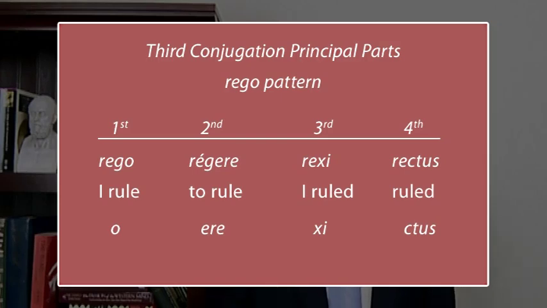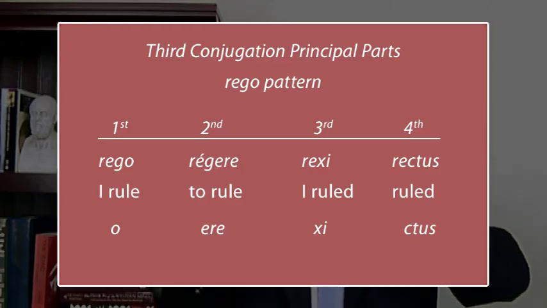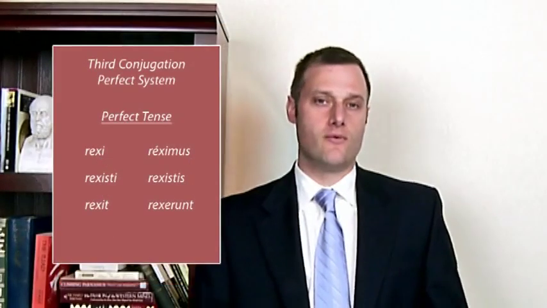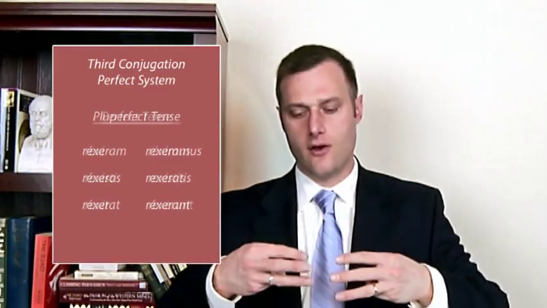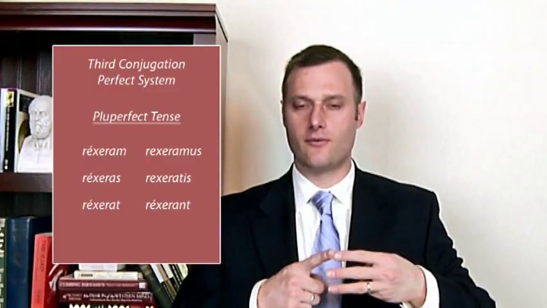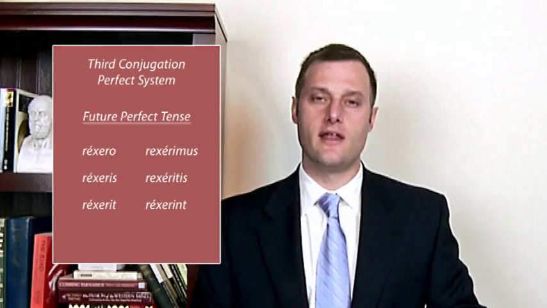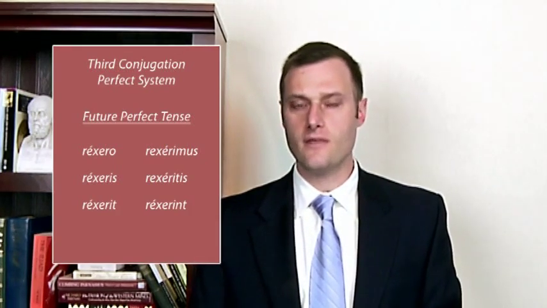Let's recite the perfect system of the third conjugation rego. Notice we've gone to the third principal part. We've chopped off the I. We have rex. To that, we add our regular endings. I, isti, it, imus, istis, erunt. Eram, eras, erat, eramus, eratis, erant. Ero, eris, erit, erimus, eritis, erunt. Here we go. Rexi, rexisti, rexit, reximus, rexistis, rexerunt. Rexeram, rexeras, rexerat, rexeramus, rexeratis, rexerant. Rexero, rexeris, rexerit, rexerimus, rexeritis, rexerint. Always in the active. Very good.